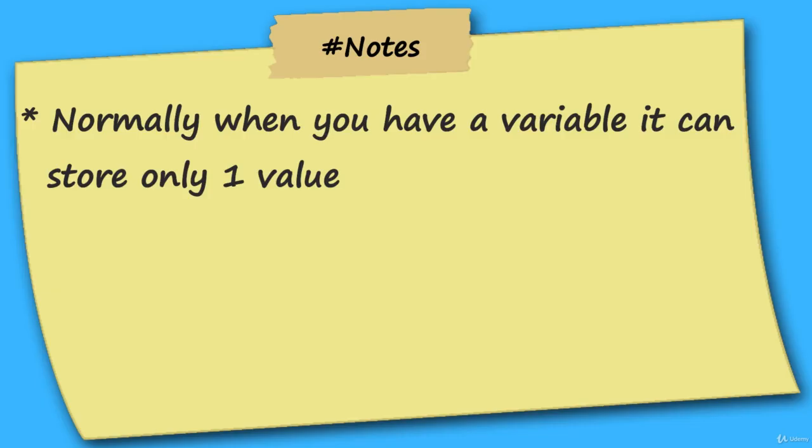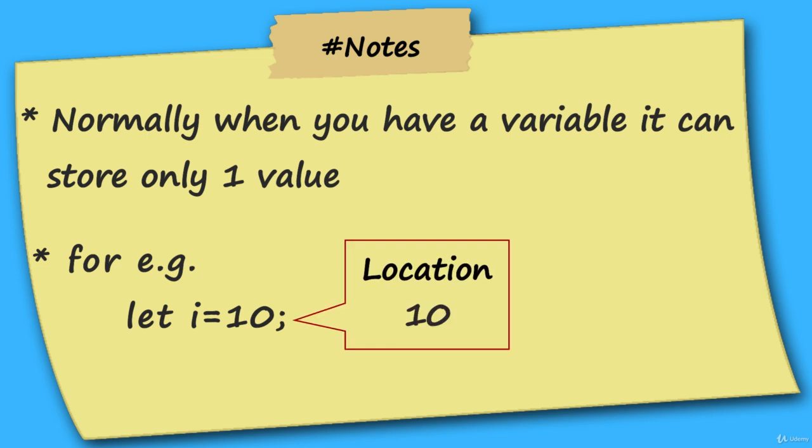Normally when you have a variable, it can store only one value. For example, we have a variable like this where I say let i is equal to 10. It means there is one location in which the value 10 is stored. If I say i is equal to 20 in the next line, it means the value is overwritten. So at a time, only one value is stored.